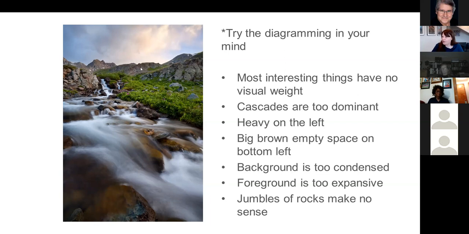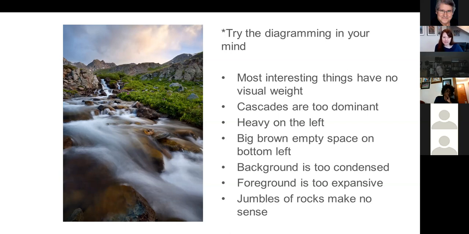So if we divided the frame in half, there's a lot going on the left and not nearly as much going on the right. So it feels really unbalanced to me. And then I feel like the foreground is way too expansive and the background is way too condensed. And then finally, this jumble of rocks to me just doesn't make any sense. It's too small to really see what's going on, but it's too big in the sense that it attracts your attention. So those are some of the things that I think don't work in this photograph.